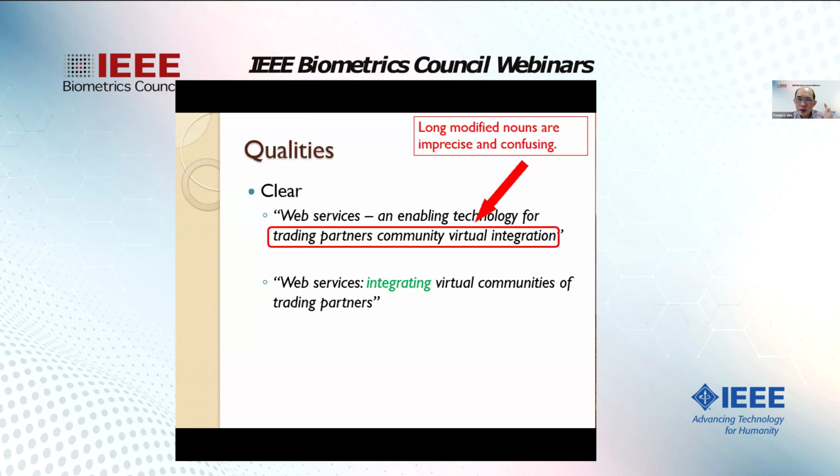How about rewriting it in this way? Web services, integrating virtual communities of trading partners. What do you think? First of all, it should be a lot clearer. The other good thing about this second form is that you're using the verb integrating. In the first case, it was virtual integration, which is a noun, but turning that into a verb, integrating, is more powerful. Now, in English, verbs are powerful.